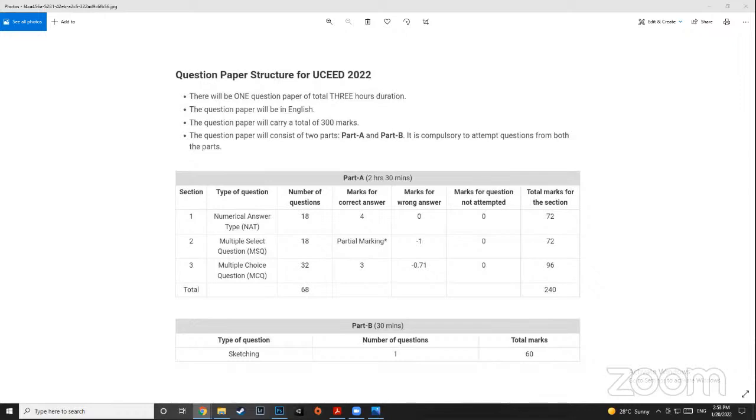Khushi, can you please elaborate what you mean by sectional cutoff? What are the required marks for getting into IIT?